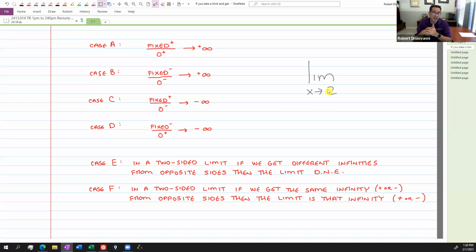And then case F says, if we do a two-sided limit and both sides go to the same infinity, then the answer would be whatever that infinity is. We're going to do examples of each of these, but this is kind of a summary of everything. Let's get into some more examples.